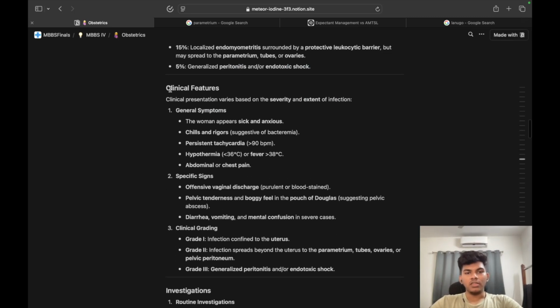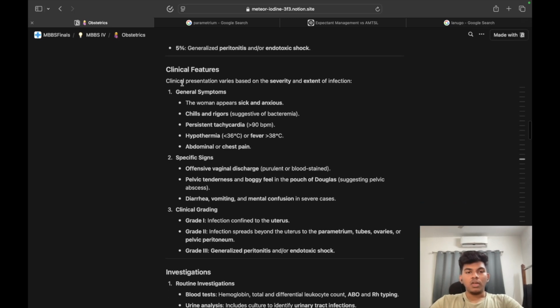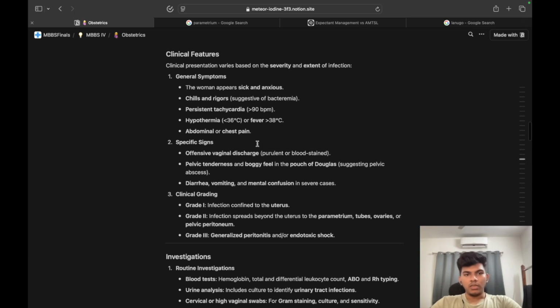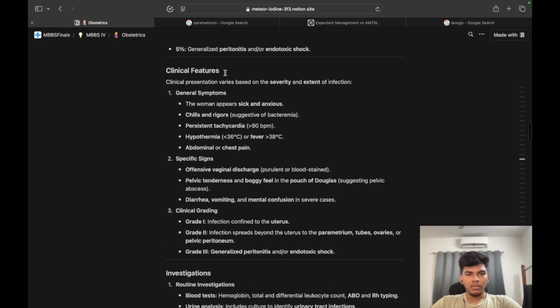Coming to the clinical features, these vary based on the severity and extent of infection. General symptoms: the woman appears sick and anxious, with chills and rigors suggestive of bacteremia, persistent tachycardia greater than 90 beats per minute, hypothermia or fever, so either of these. We saw something like this in neonatal sepsis, where both could be there. Also abdominal pain or chest pain.